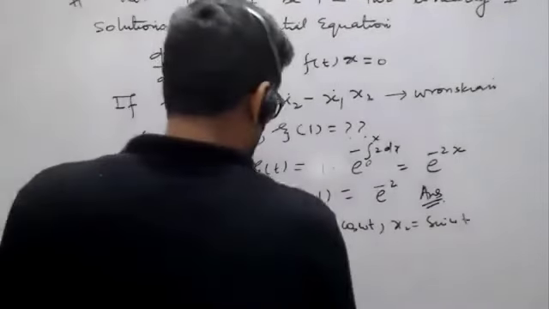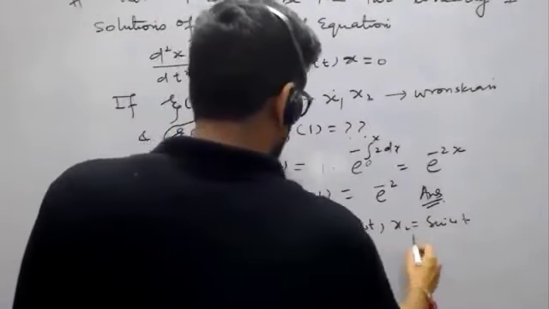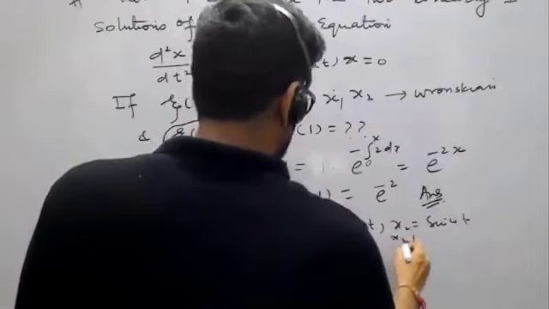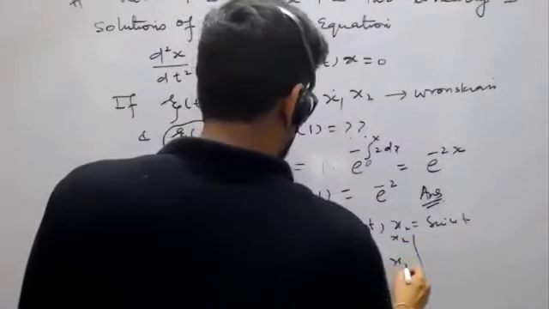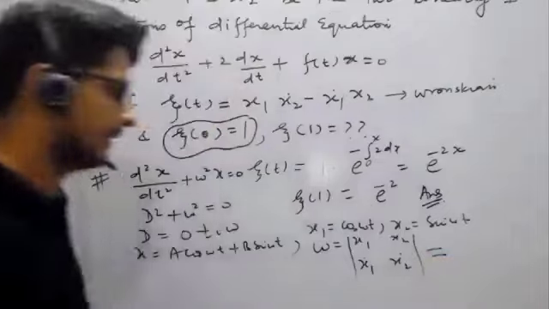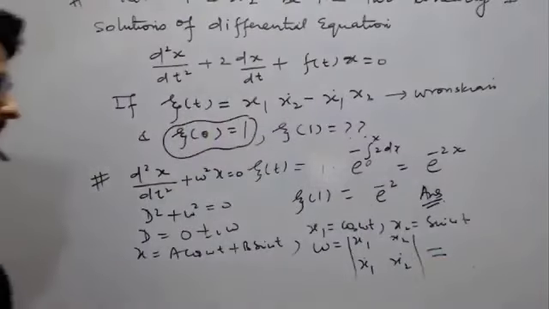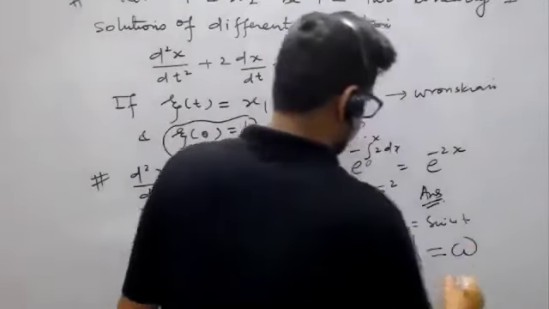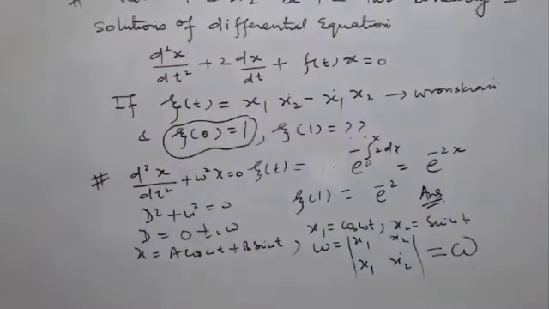So the Wronskian W will be equal to x1 x2 x1 dot x2 dot. Tell me, what answer will I get? Omega, sir. Omega. Very good. Calculate it, everyone.